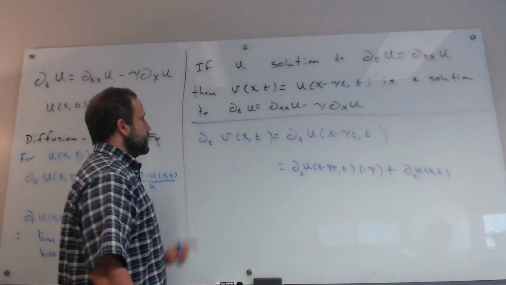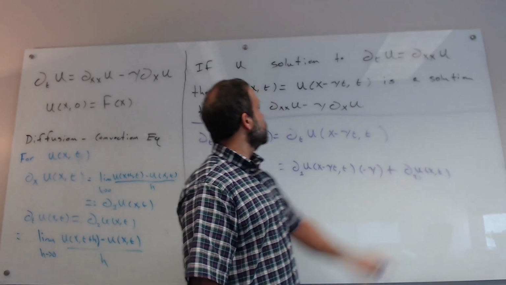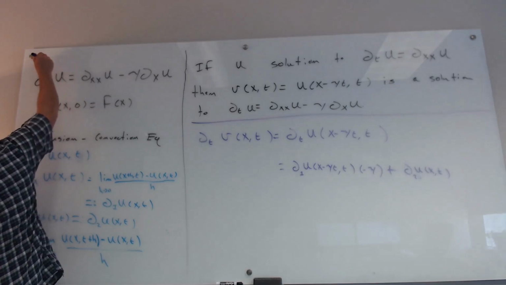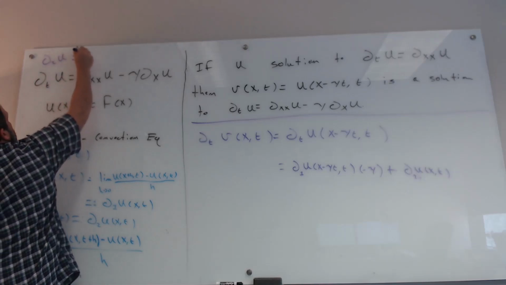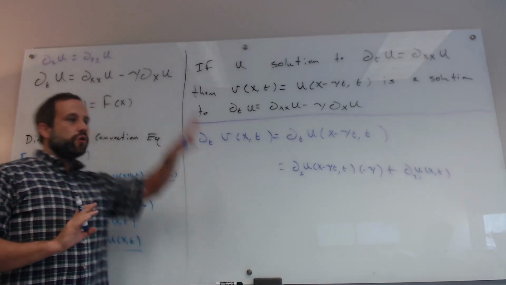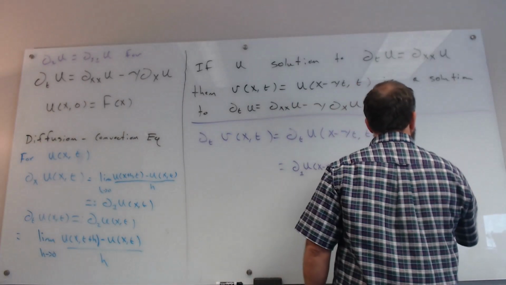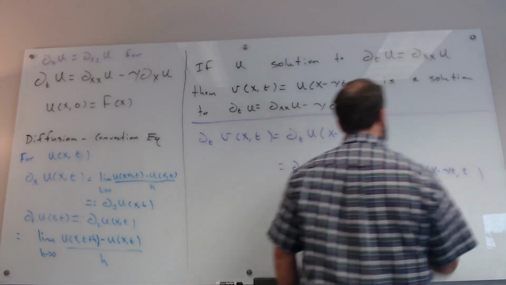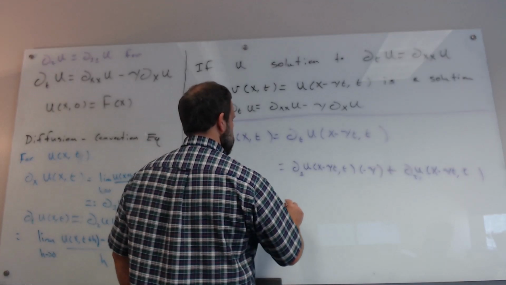Okay, now if u satisfies the diffusion equation, another way to write the diffusion equation using this 1 and 2 notation would be something like this. The derivative of u in the second component is equal to the double derivative of u in the first component. But here, this should be evaluated at x minus gamma t. Okay, so then what this tells us, let me try to do this one step at a time.